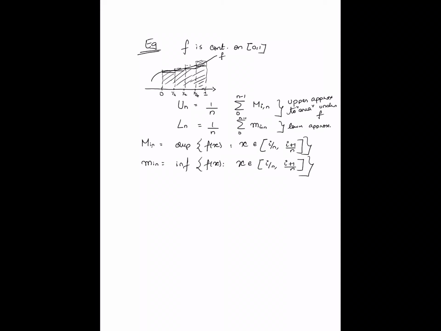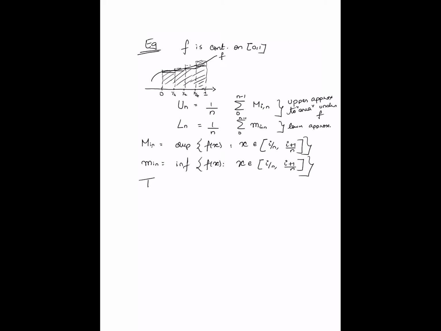Well, for every interval of length 1 by n, I am basically multiplying the length of the interval with the infimum of the function values taken over that interval, right? Which is what these small mins are, right? So I should expect that ln and un, if the integral has to be well defined, I need this upper approximation and the lower approximation to become closer and closer.